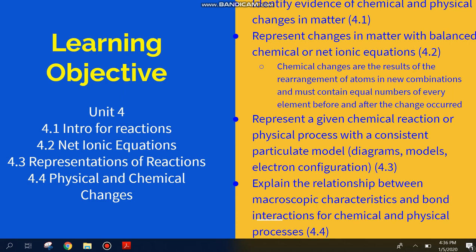This is going to be 4.1 through 4.4. Most of what we will be doing today is going to be the differences between physical and chemical changes. That is going to be mostly the new information. Everything else that you'll be seeing in this video is going to be a lot of review. So relax and get ready.